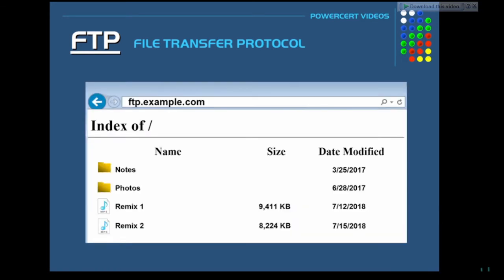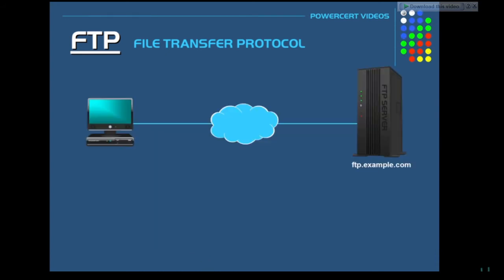So now we're connected to the FTP server. Here is an example of an FTP server view in a web browser. From here, you can browse different folders on the FTP server, depending on what the owner has made available, and then you can view and download what you want. Here are the MP3 files, and you can just click the files and then download them to your computer.